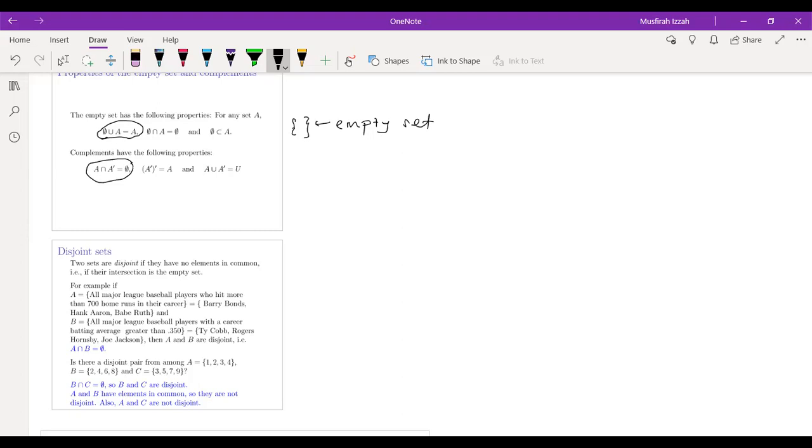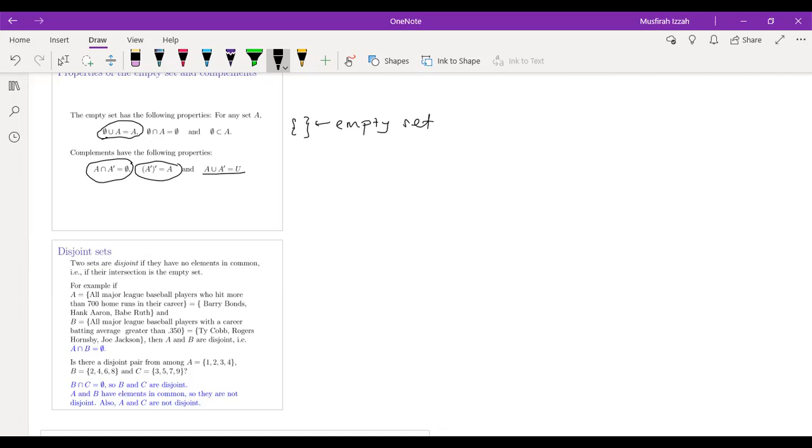A complement dengan complement, awak akan dapat A sahaja. A union dengan A complement, so awak akan dapat universal set. Maksudnya campur. Ingat bila union dia semua sekali kan? Dia campur semua sekali. Boleh? Okey. Boleh faham? Faham?